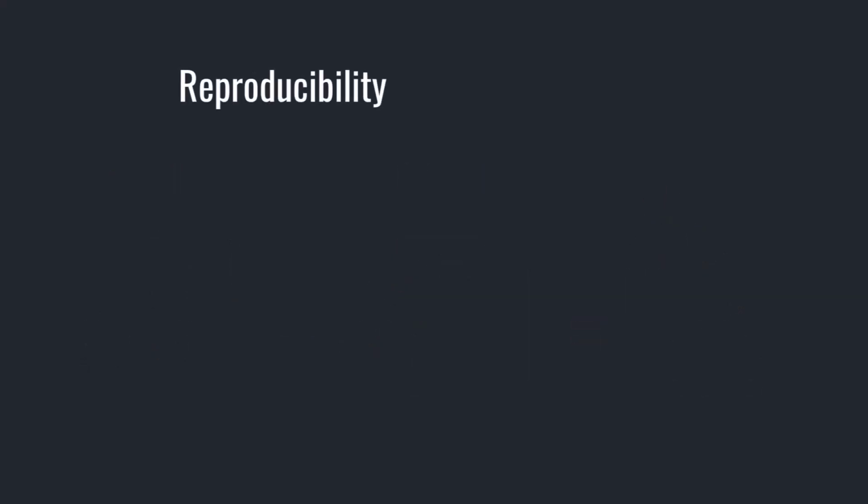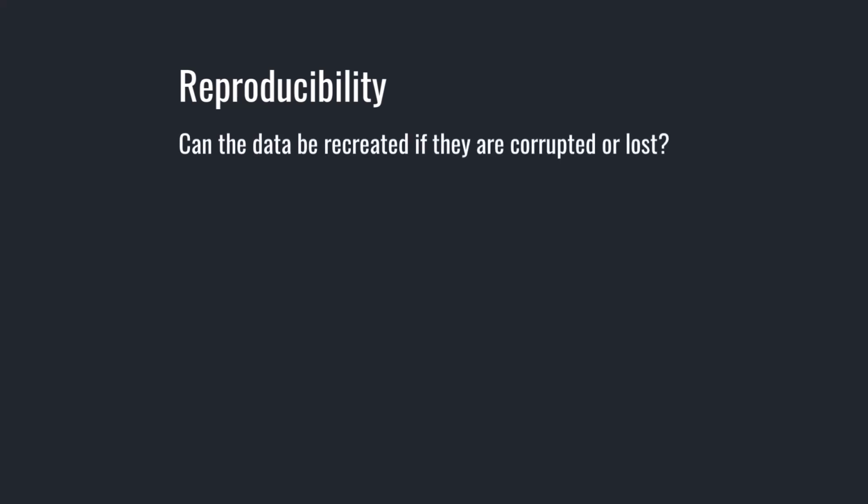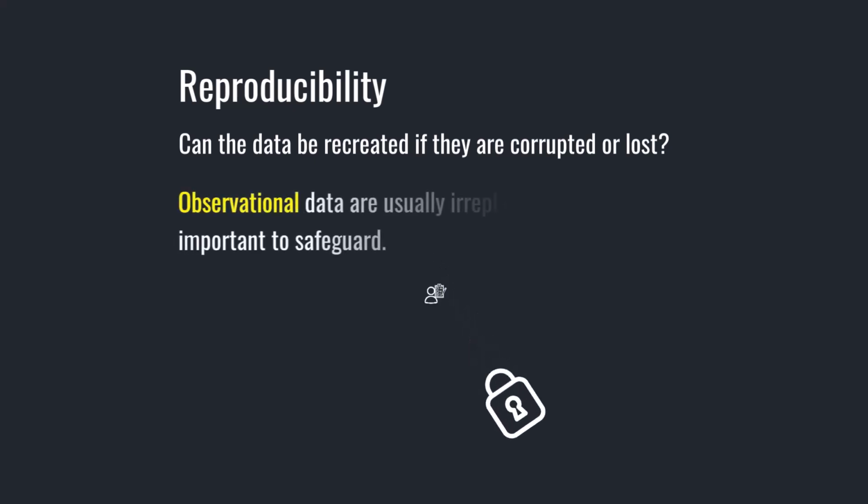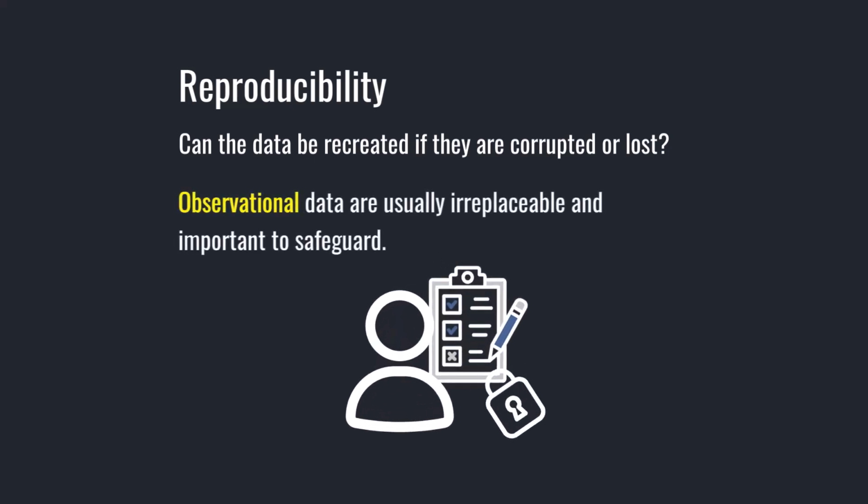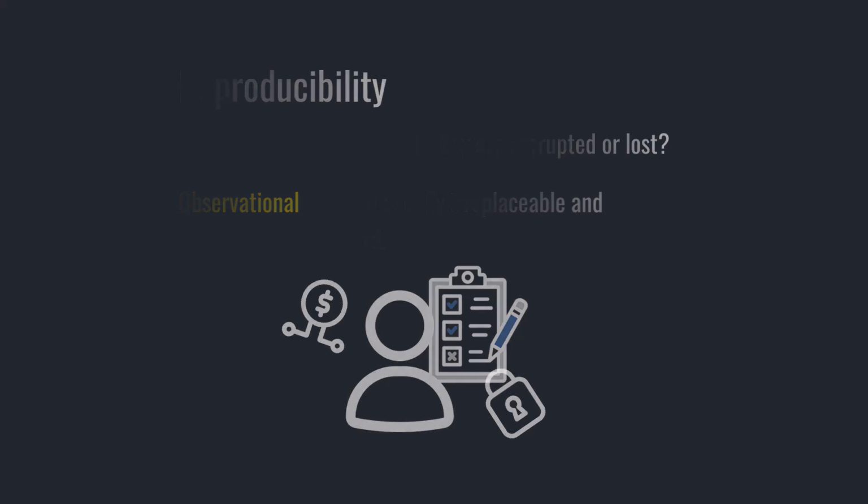When you collect your data, ask, can the data be recreated if they are corrupted or lost? In some cases, the data are impossible to recreate if lost. For example, if the responses from your opinion survey are lost or deleted, it may not be possible to ask participants to retake the survey, and it could be too costly to find new participants. However, the responses are crucial to answering your research question, and may also be useful for future research projects.